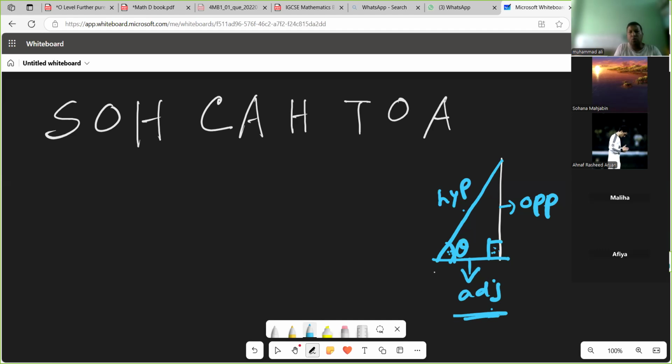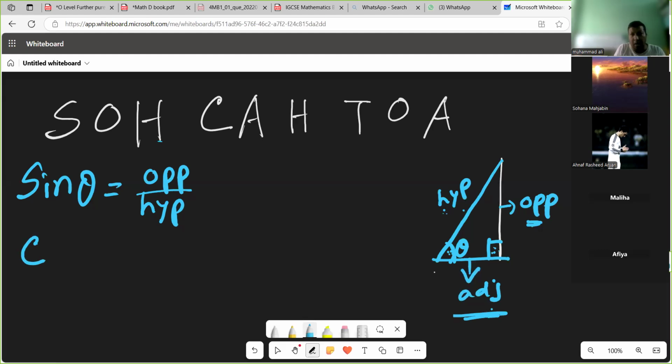So SOHCAHTOA. S means sine theta. O means opposite, H means hypotenuse. That means sine theta equals opposite by hypotenuse. This is the trigonometric ratio.